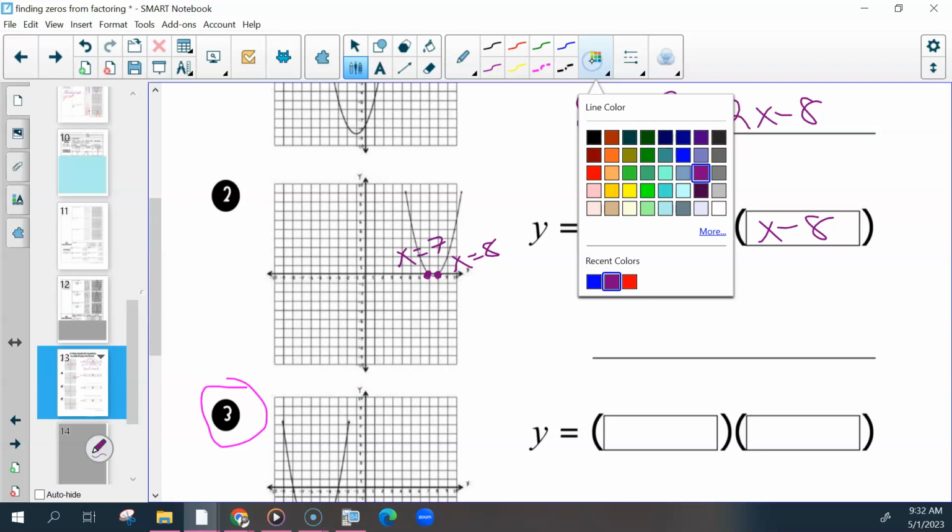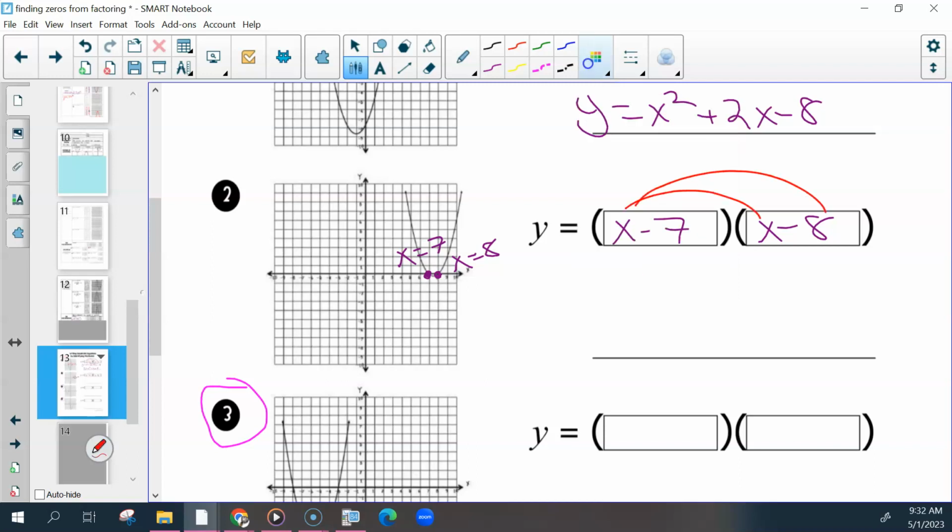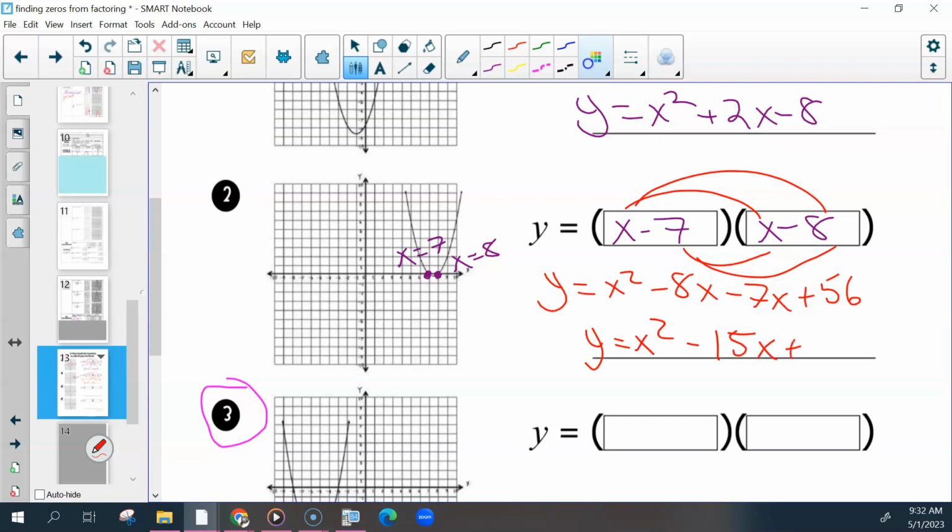So then to write our equation, distribute. So we have x squared minus 8x minus 7x plus 56. Or x squared minus 15x plus 56. Are there any others on this page we want to see, do, go over, have questions about?